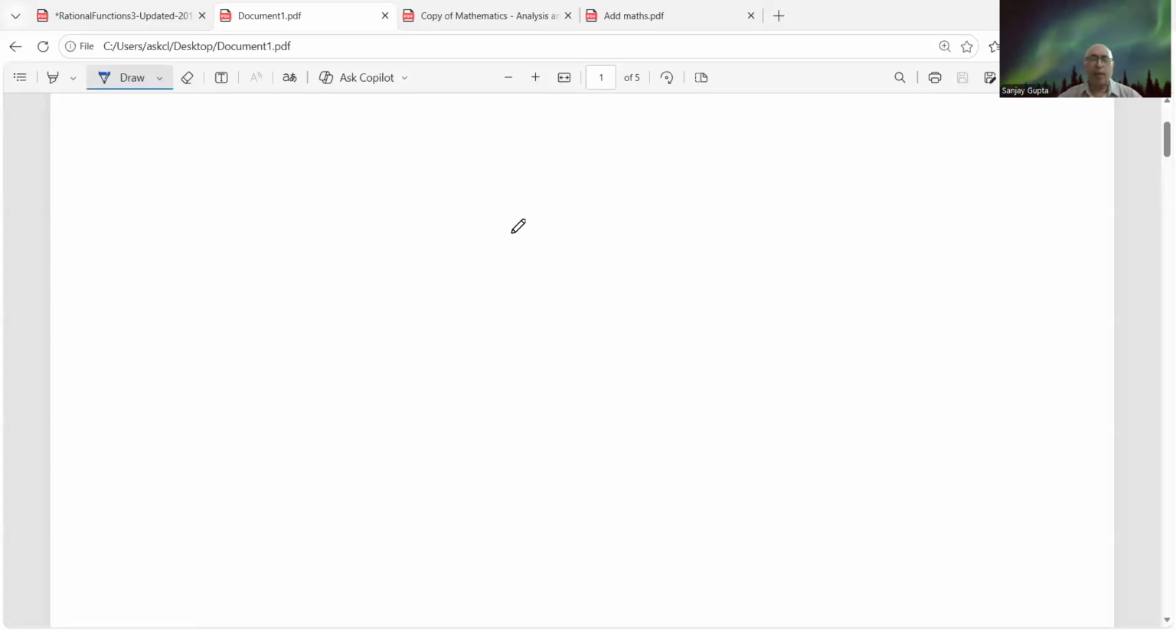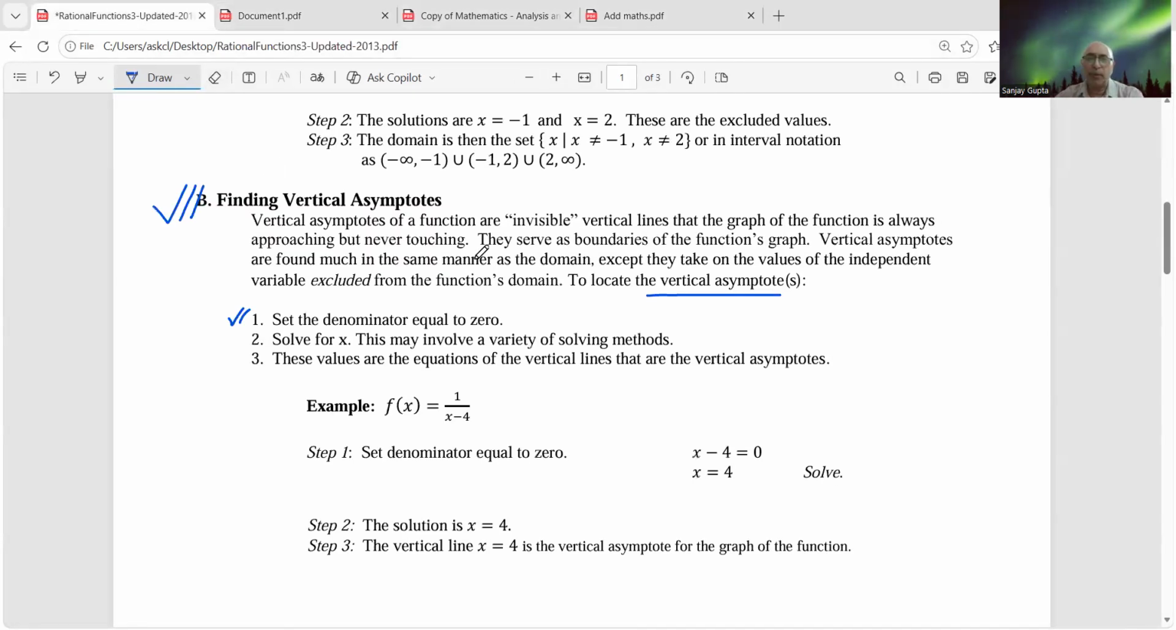Hi. Let us now start looking at how to find the asymptotes of functions. We have looked at how to find the domain and range of functions, and we have done it for rational functions. We did it also for quadratics, linear, and many other types of functions. Now let's look at the next big idea, which is how to find the asymptotes of a function.